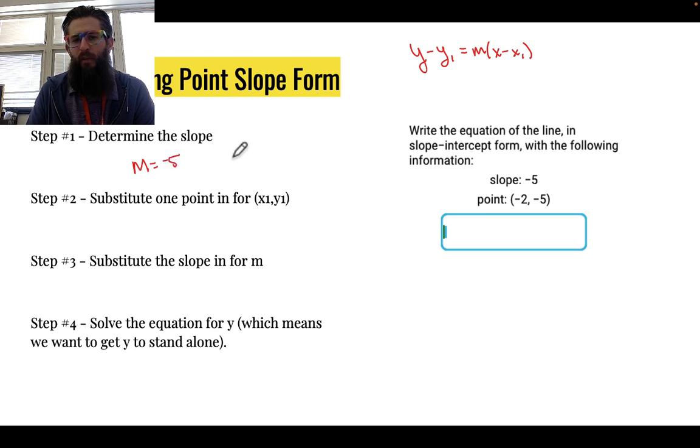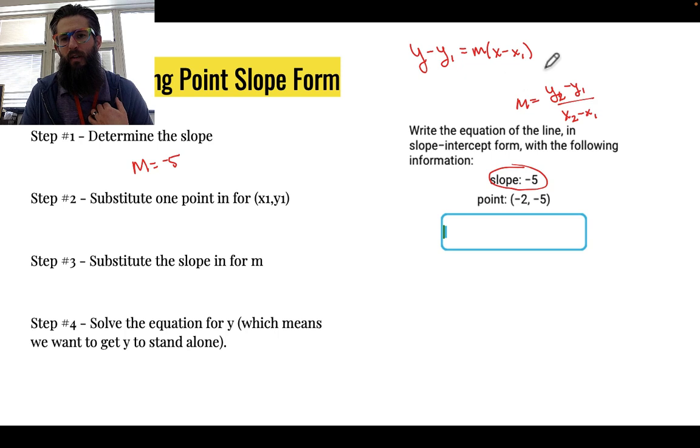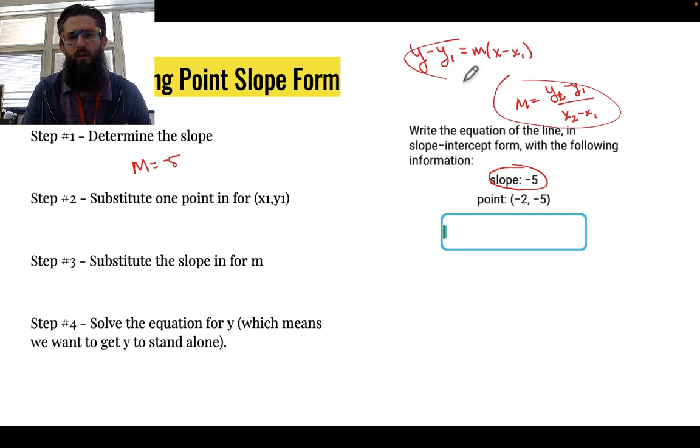The key thing I've done with all of these examples is I've given you your slope. There will be some situations where they give you two coordinate pairs and you first need to calculate the slope, and you'd use this formula right here: m is equal to y2 minus y1 all over x2 minus x1. And you'll notice that these two forms are actually very similar.